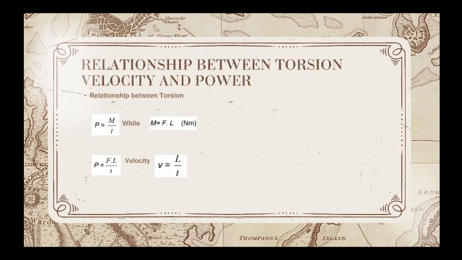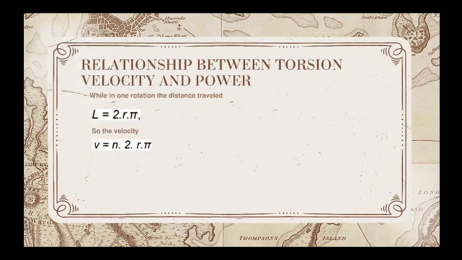And the relationship between torsion, velocity and power is that P is moment divided by T, where moment comes from force times L. And the power comes from F force times L per T, and velocity comes from L per T. Well, on rotation, the distance traveled formula is L, which is 2 times R times P, and the velocity is N times 2 times R times P.